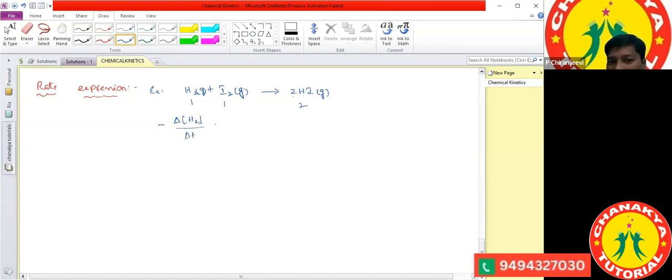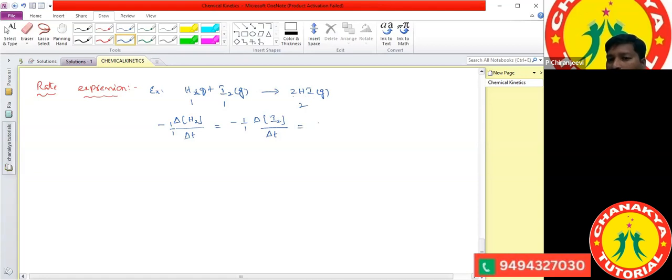is equal to plus, and what is here? The change in concentration of the iodine. What is the stoichiometric coefficient of the iodine? It is 1 only. So we write 1 by 1, and here also 1 by 1. Change in concentration of the iodine, delta I2 divided by delta t. Okay.